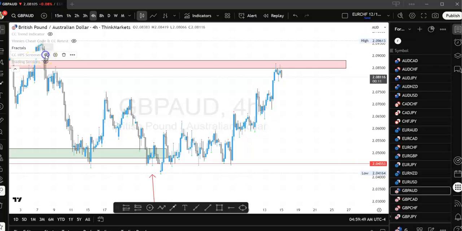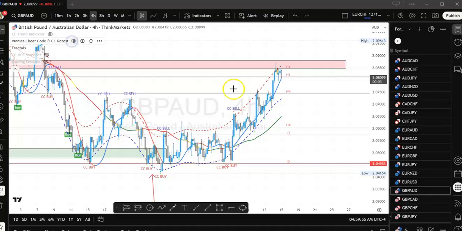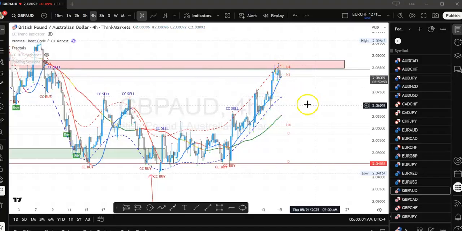I'm not going to mark that up right now, but I go here, I go on the Vinnie's cheat code system. So on the 4 hour, there is no sell. Yeah, there's no sell. So am I going to be placing a trade? Depends. If you're able to use small lot sizes and take a trade now and it goes against you, it's not too bad. You want to get into trouble if you use a big lot size.